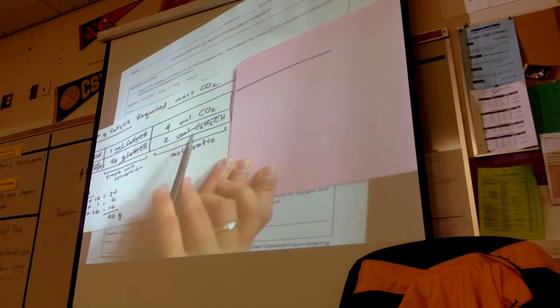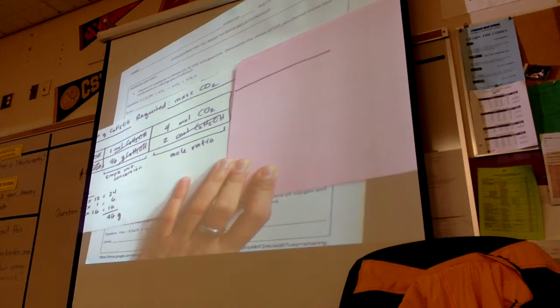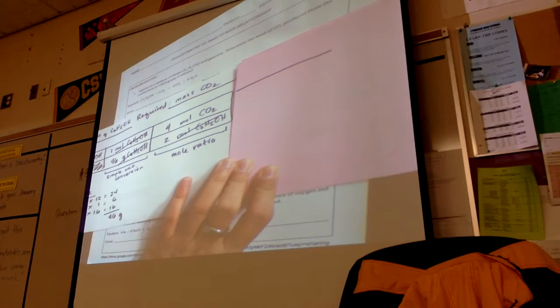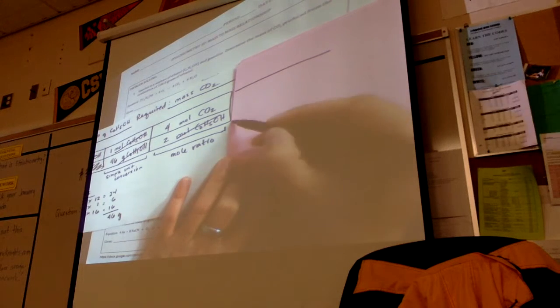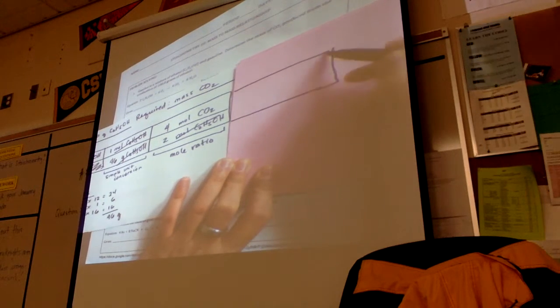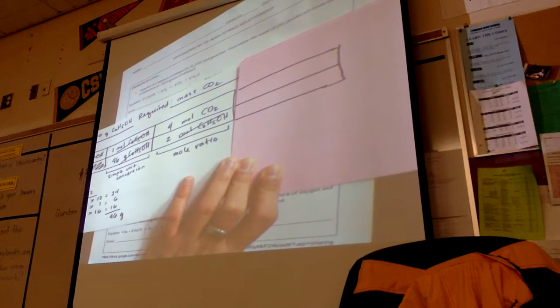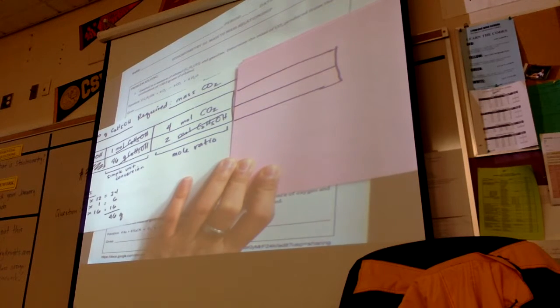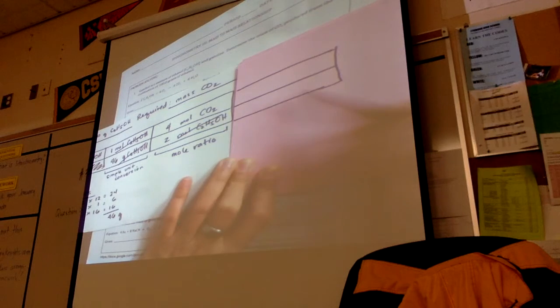We have 4 moles of oxygen. But is that what we want to find? No. What do we want to find? Mass. So we need to convert that. We need one more set of moles. And again, what do we write at the bottom?